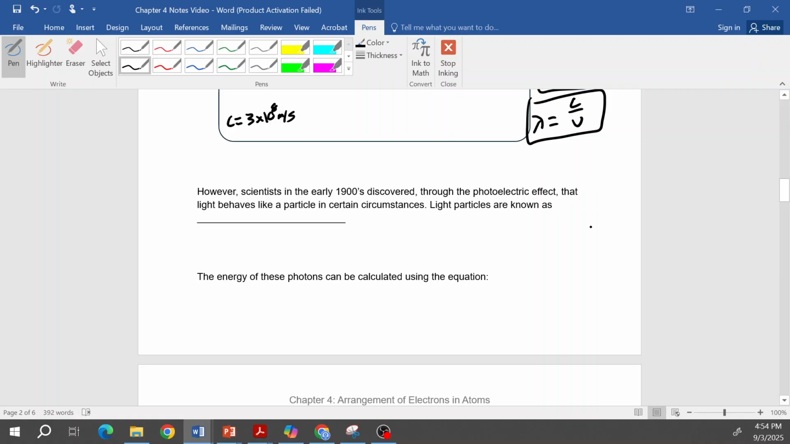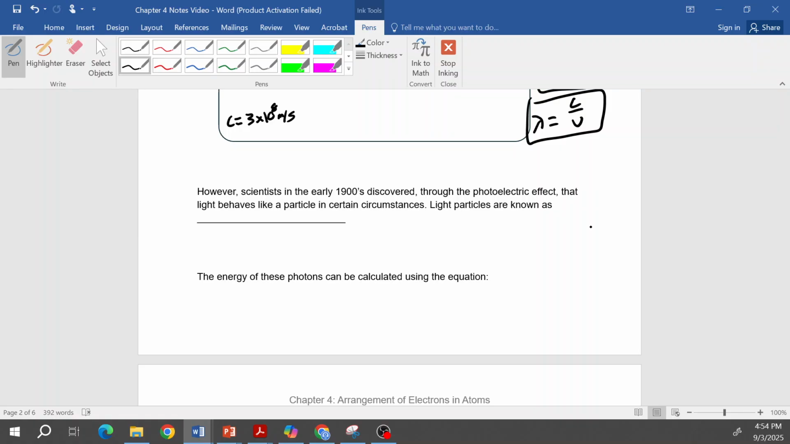Light is this wave, and it's got a frequency, and it's got wavelength, and it's got all these different properties. But in the early 1900s, there was a problem through what's called the photoelectric effect. You can read about this in the book. I highly advise you read about it. If it's still kind of confusing, I would look up more about the photoelectric effect. You can also come talk to me and I can explain it more.